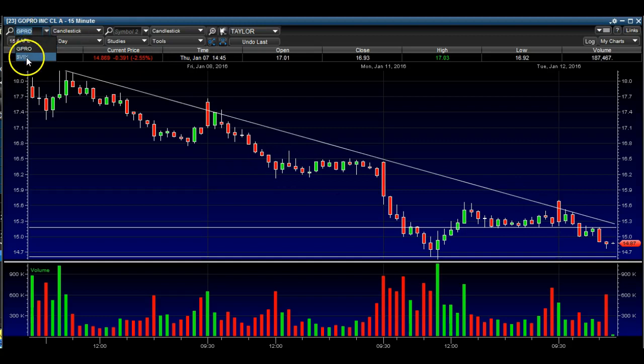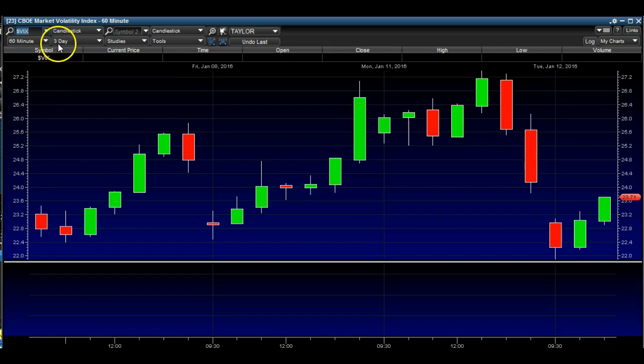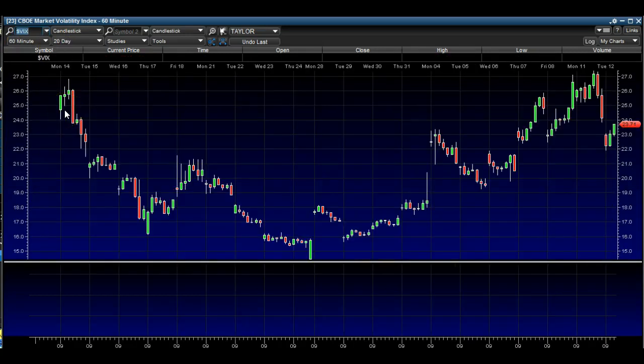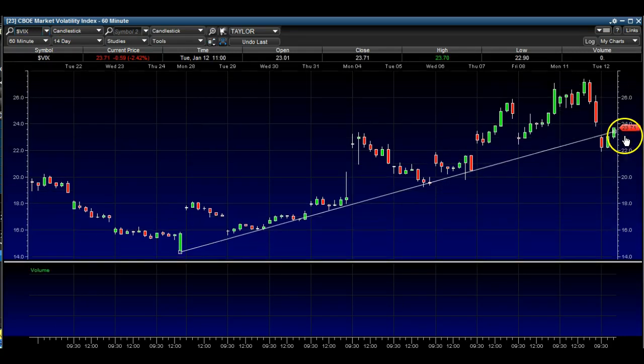We're going to look at the VIX. Just want to point out one thing really quick. Okay, so this is the hourly chart of the VIX. We broke below this uptrend line right here on the VIX. And right now it's trying to break back over it.